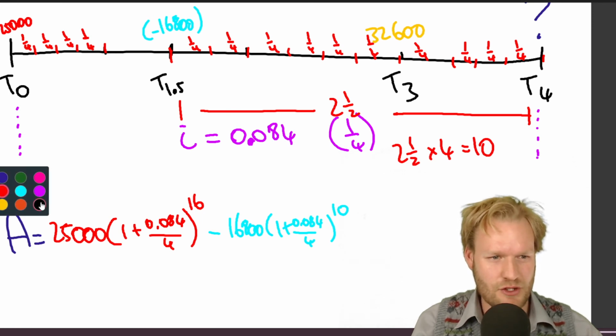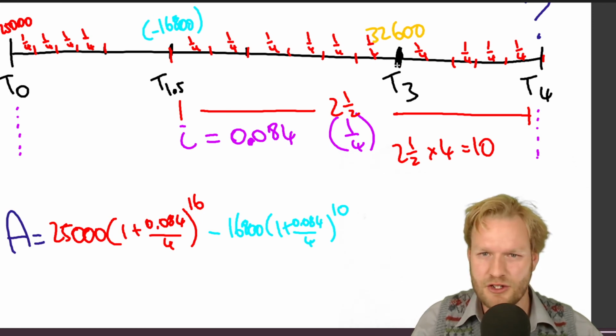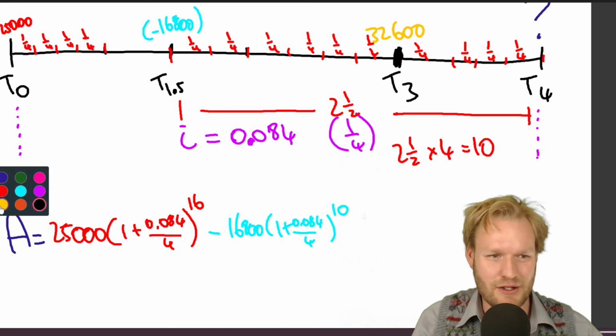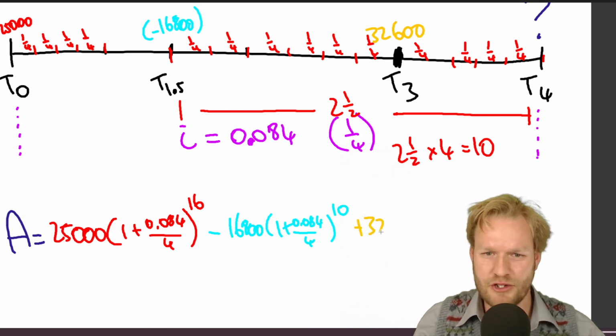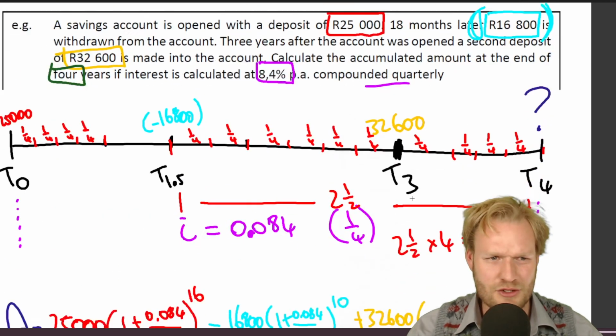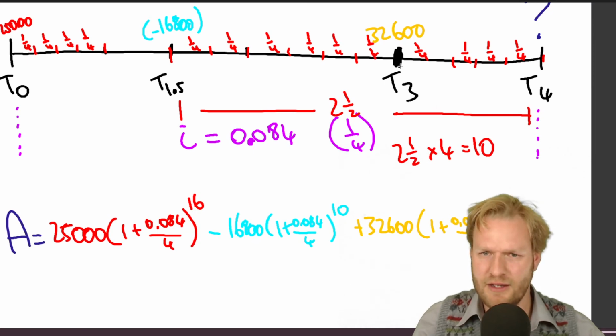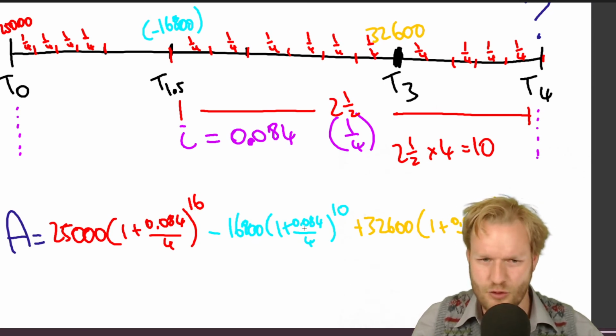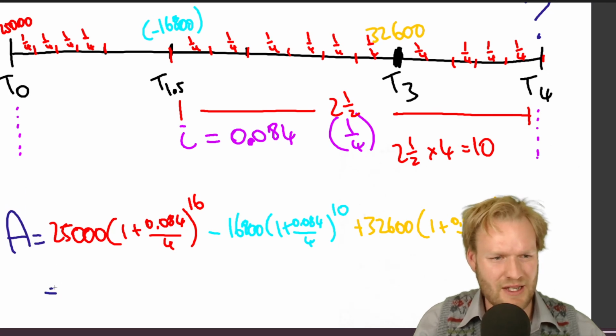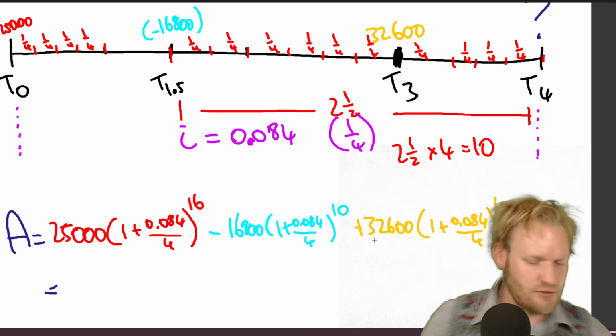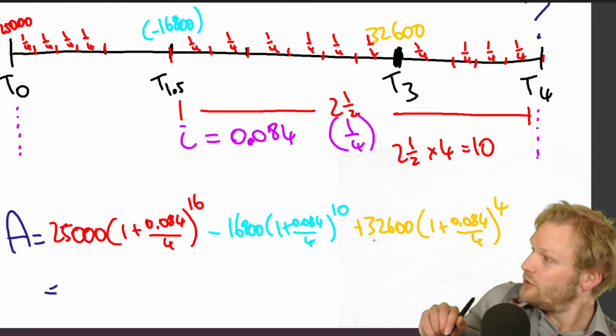Okay, now that I've scribbled all over here, I really want to show that is T3 for that one. And we're also going to get interest on our 32,600. Was it that much, 32,600? Yeah, just checking. And 1 plus 0,084 over 4. And this is just for 1 year, which is 4 quarters.